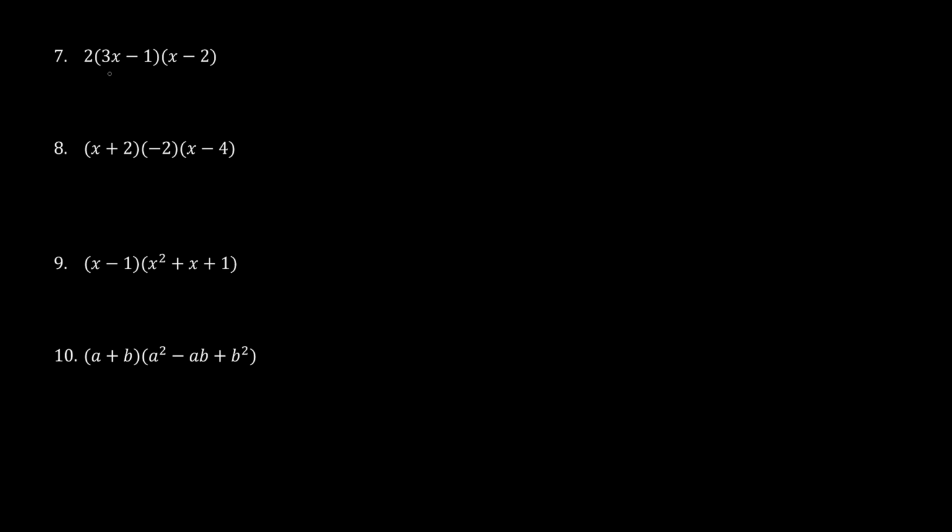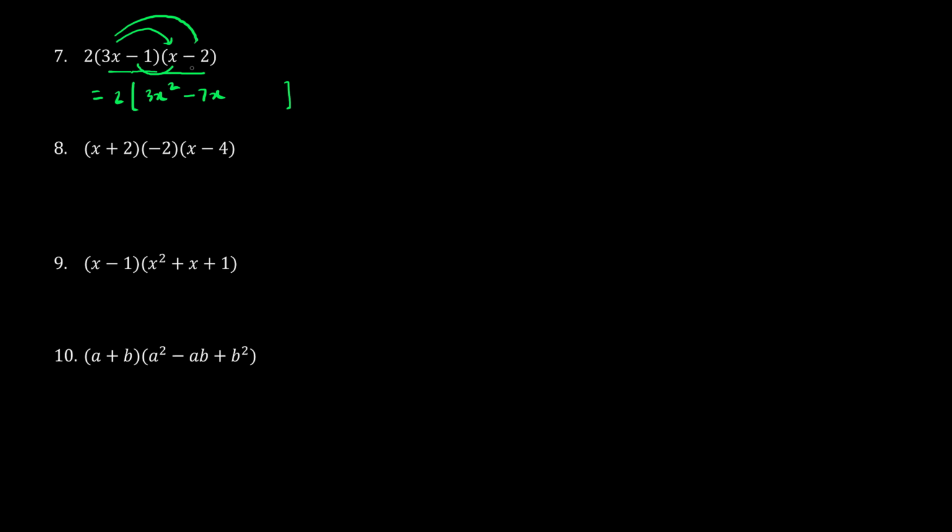For question 7, let's focus on 3x minus 1 multiplied by x minus 2 first. So we have the 2 here, and we'll have a large square bracket, and we'll just try to do this mentally. 3x times x is 3x squared. 3x times negative 2 is negative 6x, and we're going to do the inside part, negative 1x. So negative 6x minus 1x is negative 7x.